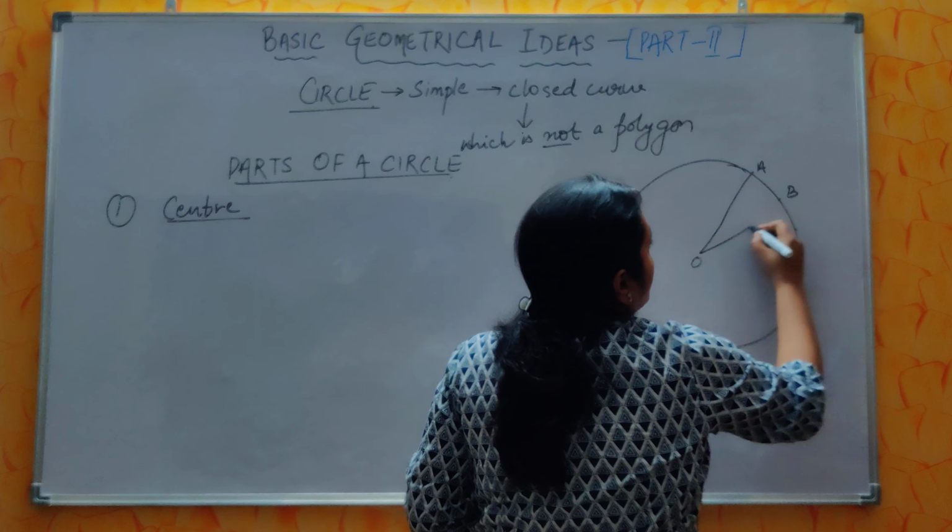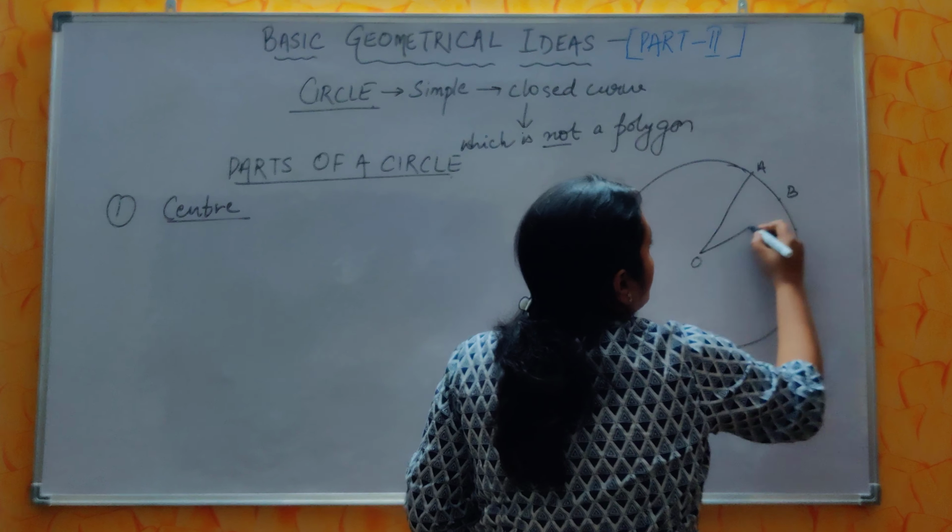Also, you need to know that the length of the diameter is twice the length of the radius. Suppose the circle has a radius of 5 centimeters, then the diameter will be 2 into 5, that is 10 units. Okay, or 10 centimeters.